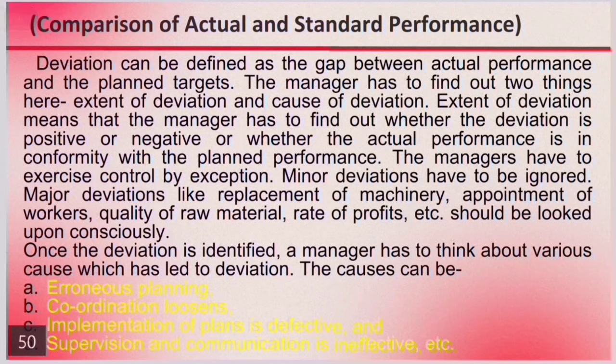The managers have to exercise control by exception. Minor deviations have to be ignored. Major deviations like replacement of machinery, appointment of workers, quality of raw material, rate of profits, etc. should be looked upon consciously. Once the deviation is identified, a manager has to think about various causes which have led to deviation. The causes can be: number A, erroneous planning; number B, coordination loosens; number C, implementation of plans is defective; and number D, supervision and communication is ineffective, etc.